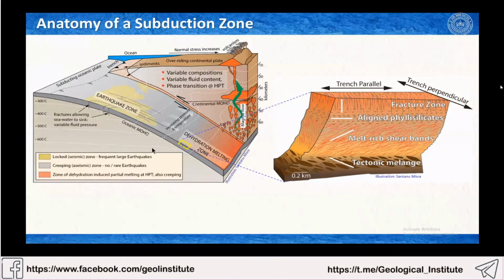And if we take this particular region where the partial melting, or dehydration melting, is happening, we can see a series of features. On the top you have some fractured zones, then aligned phyllosilicates, or even crystallographic preferred orientation of some deforming minerals. Then you have melt-rich shear bands, and then at the end you have tectonic elements. So if you have any earthquake, the seismic waves have to pass through all these. All these features are oriented differently and continuously undergo reactions.